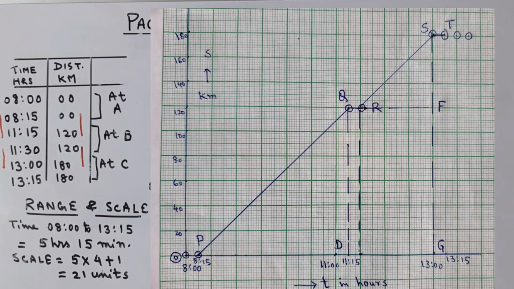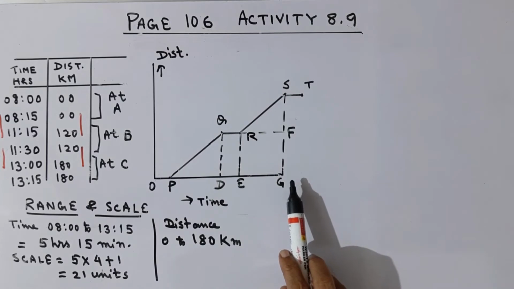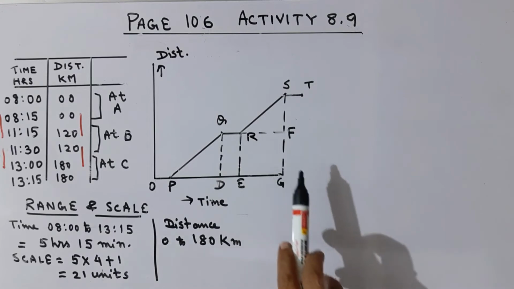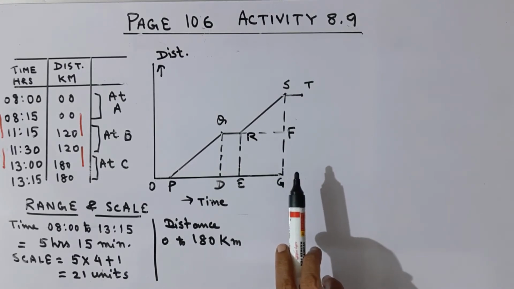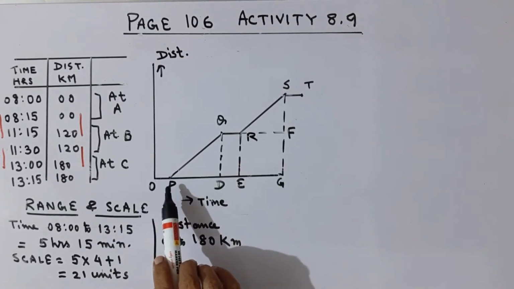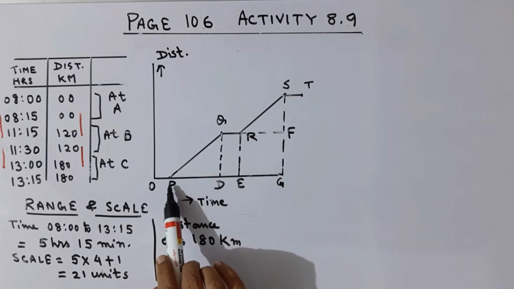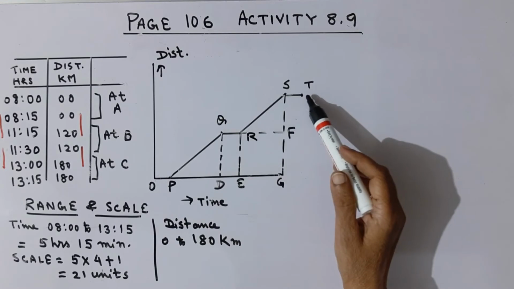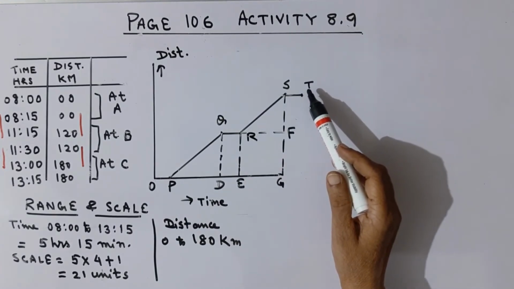So when we plot the graph, this is the actual graph drawn on a graph paper. And here is a rough sketch for explanation. In order to calculate the speed, we will have to find the slope of the distance time graph. From O to P, the train is at station A. From Q to R, it is at station B. From S to T, it is at station C.